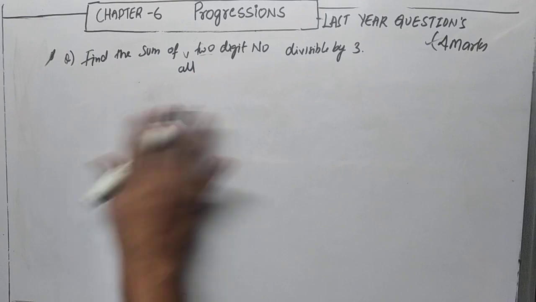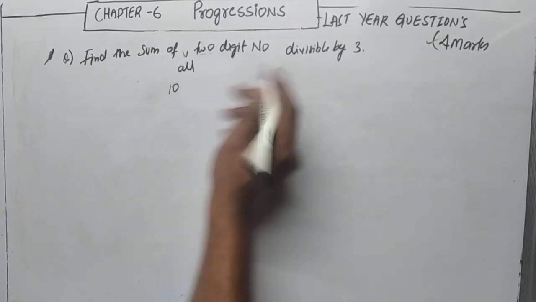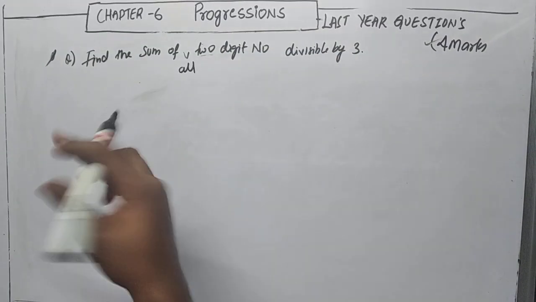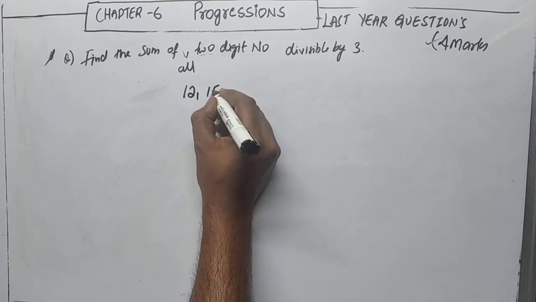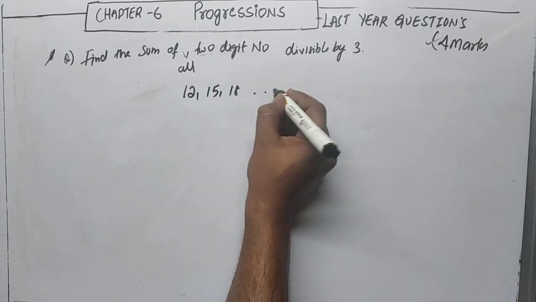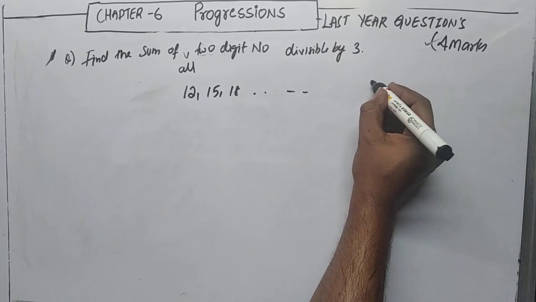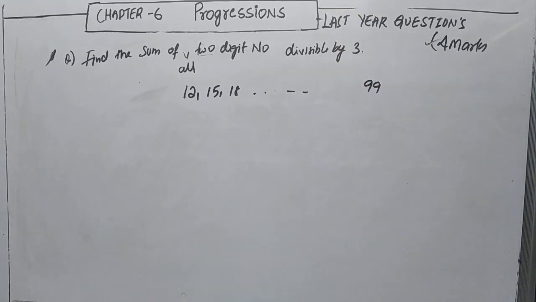Okay, what is the least 2-digit number? It is 10, but 10 is not divisible by 3, so we'll take 12. So first number is 12, after 12 we have 15, then 18, so on. So last number is 99, which will be divisible by 3.